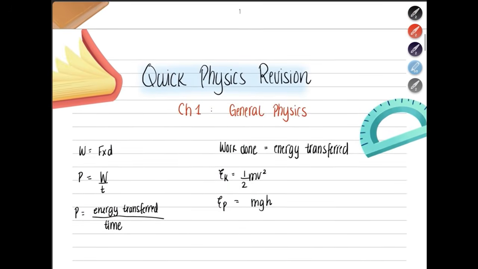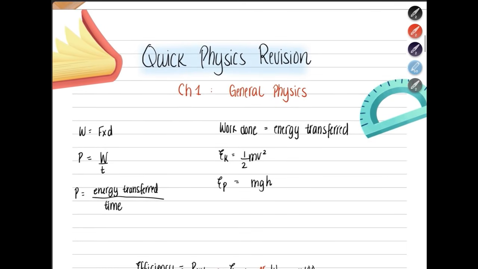Moving on, we have some more equations. This is work. Work done equals force applied multiplied by the distance the object moved. Work has the SI unit of joules. Power has the SI unit of watts. Power is basically work done per time, and work done and energy transferred are the same. So we can either write work done or energy transferred.